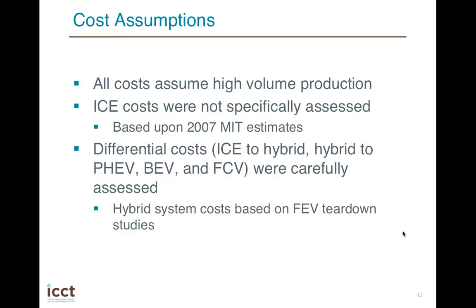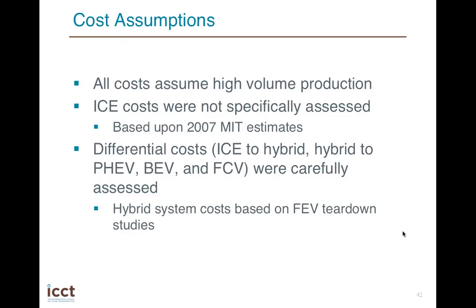All costs assumed high volume production. So even the costs you see here, for example, battery electric vehicles and fuel cell vehicles, this is what we assume they would cost in high volume today. So these are not numbers that you're normally used to looking at. Our modeling group added in the additional costs that would happen if you were still in low volume production, but we were asked specifically to provide only high volume cost estimates. I already talked about the ICE cost.